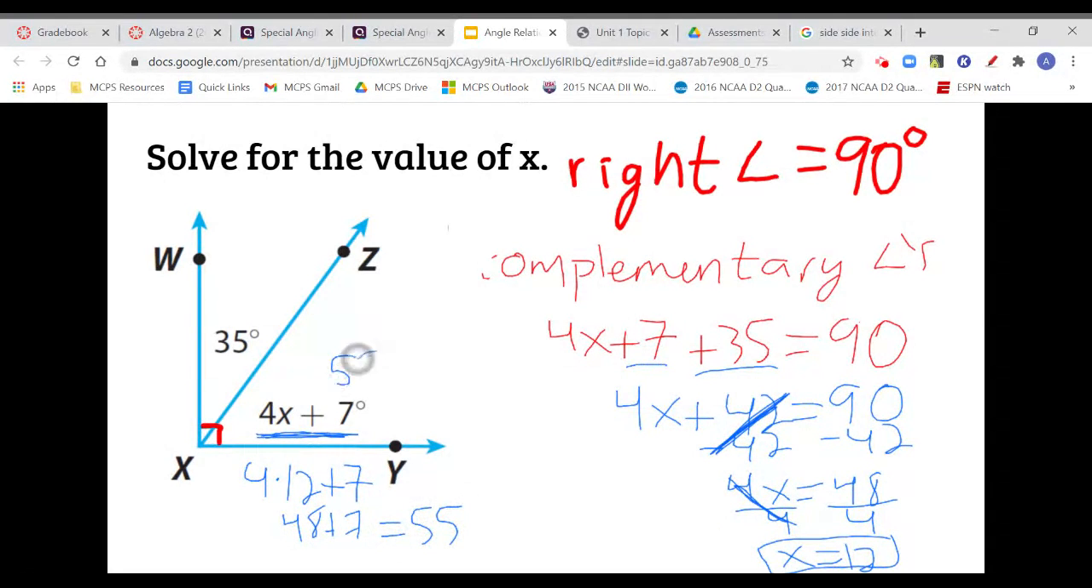So it means this angle is 55 degrees. And if I look here, well, 35 degrees plus 55 degrees does in fact add up to 90. So my answer is correct. And I can be satisfied knowing that I'm correct before I move on to the next question. So I do always recommend that you do check your work like this when you solve problems like this.